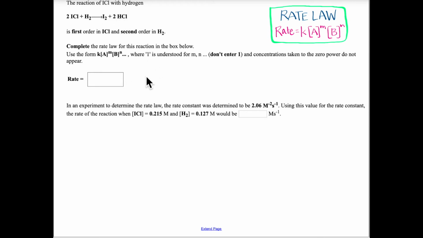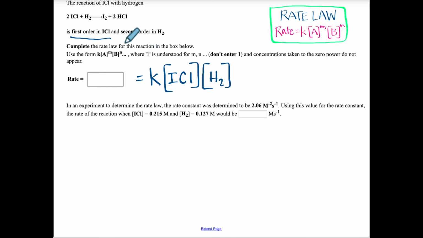So we're going to start with K, and then we're going to put the first reactant in brackets. Now, when you put something in like this, make sure that the I is capital and the L is lowercase and the K is lowercase. And then it tells us that it's first order in ICl, so we don't write anything here. Our second reactant is H2, and it's second order in H2, so we put squared there.